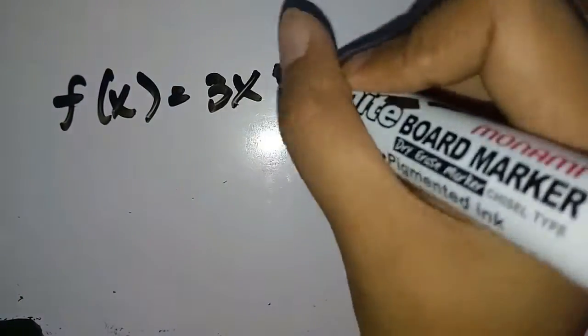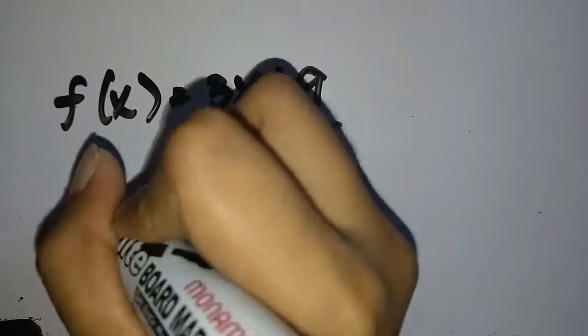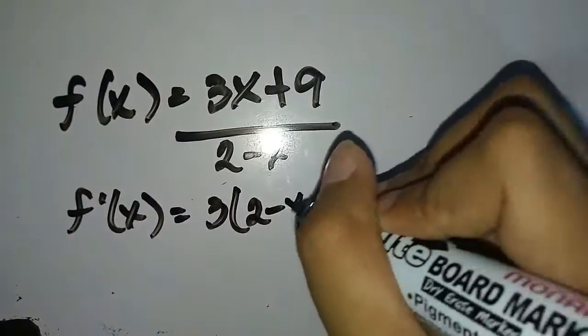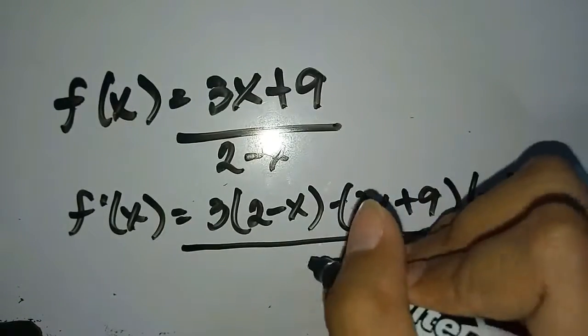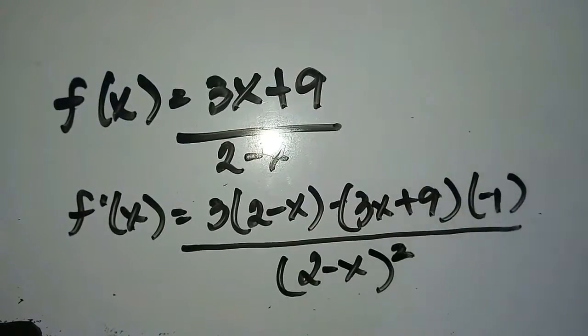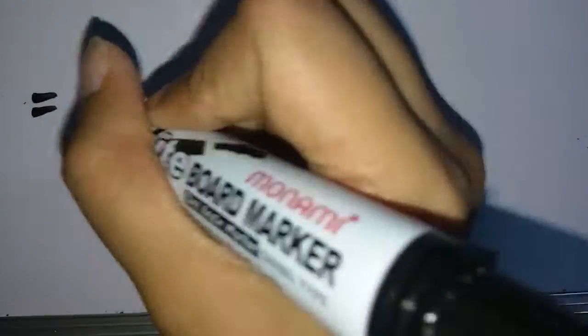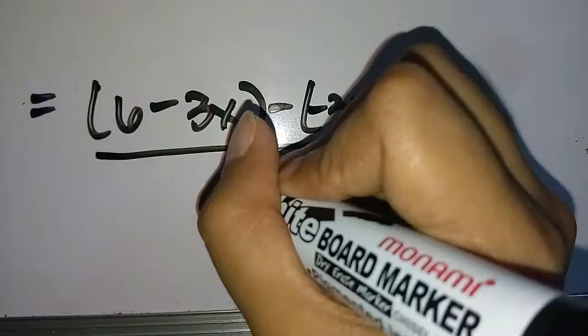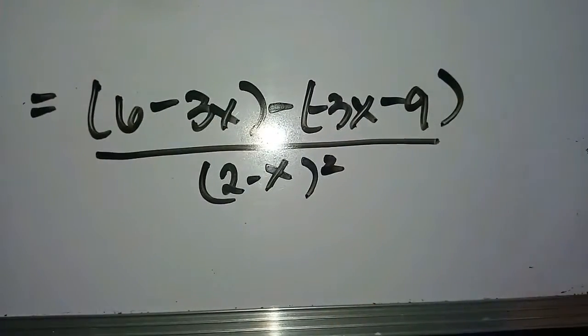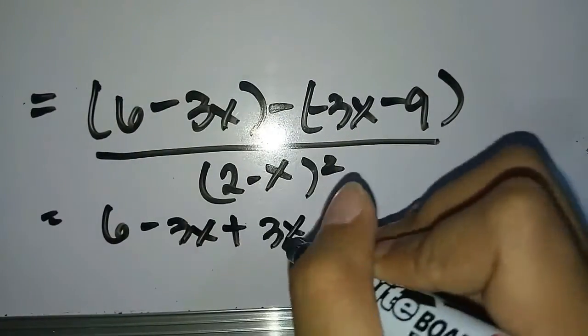Differentiate f of x is equal to 3x plus 9 over 2 minus x. Apply the constant multiple function and constant rule. 2 is a constant and x raised to 0 is 1. Distribute 3 to the quantity 2 minus x, making it 6 minus 3x, minus negative 3x minus 9, over the quantity 2 minus x squared.